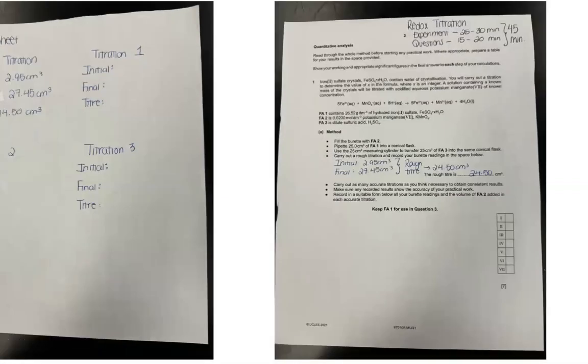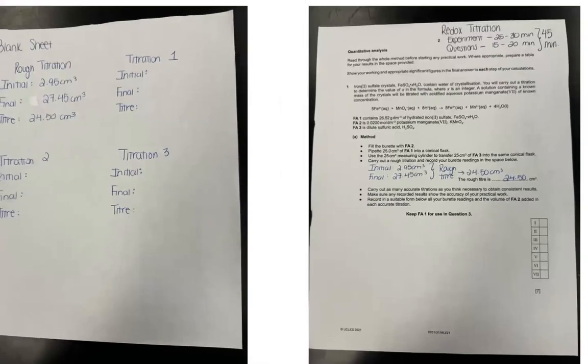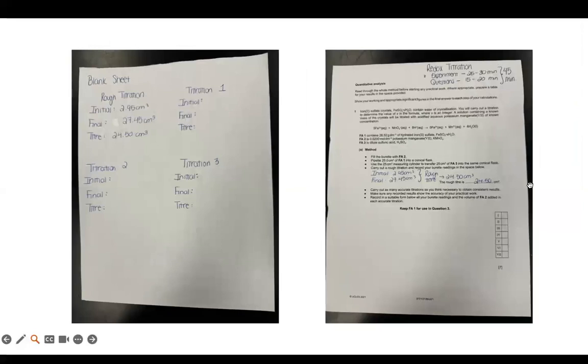Then from there, we can write that on our paper. It says, carry out a rough titration and record your burette readings in the space below. For rough titrations, you need to note the initial, the final, and the amount added. So you're just going to take that from your sheet, which is very convenient. You write initial 2.95 centimeters cubed, final 27.45 centimeters cubed, and then the rough titer added. Remember, 2 decimal places, centimeters cubed, ends in 0 or 5. That's like the most important part of reading volumes and calculations with volumes.